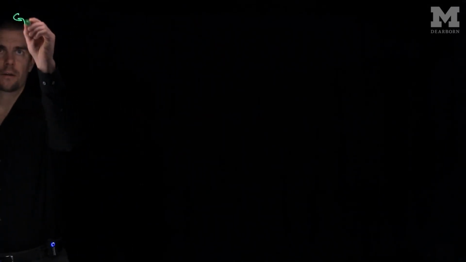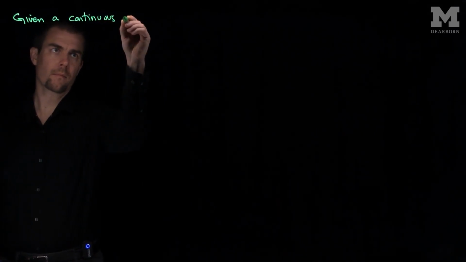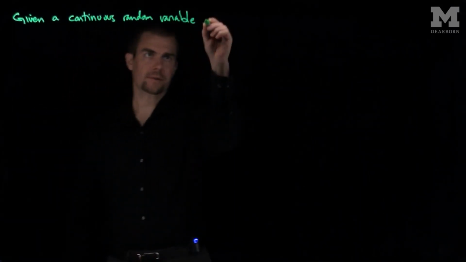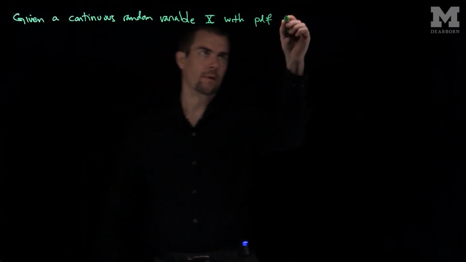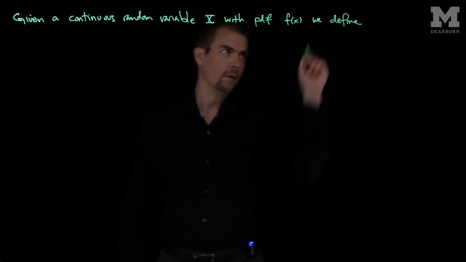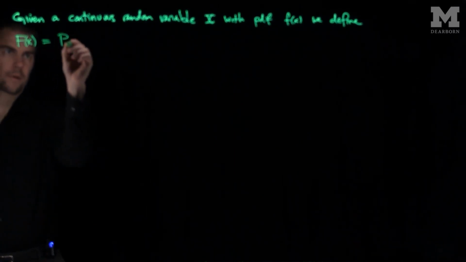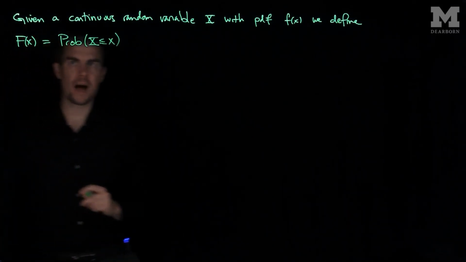Hello students, in this video we'll discuss the cumulative distribution function of a random variable. If we're given a continuous random variable x with PDF f of x, we can define a function capital F of x by the formula, the probability that X is less than or equal to x.